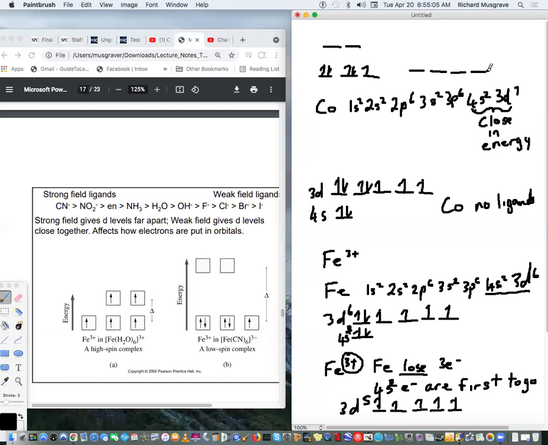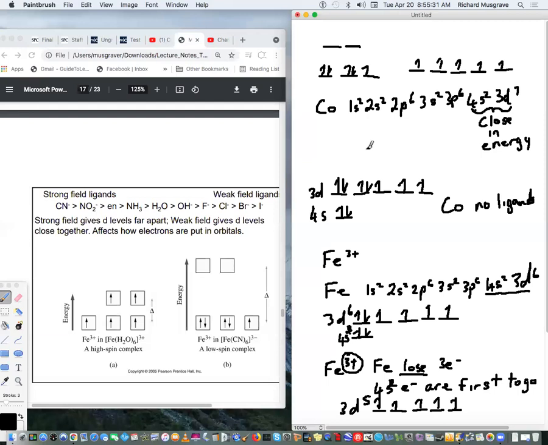I just have a quick question. You said that NH3 is the divider. What is NH3? Is it a strong one or a weak one? No, it's a strong one. Okay. So the first weak one is the H2O? That's correct. Okay, I just wanted to clarify. That's okay. Any other questions?